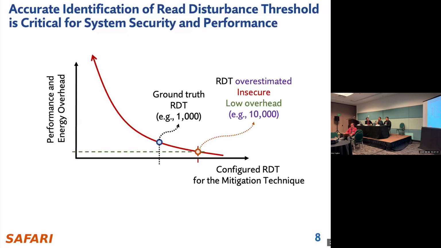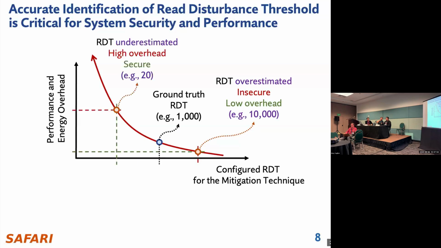Now, if you overestimate your RDT, meaning you configure your RDT to be much larger, meaning your mitigation mechanism takes action after 10,000 activations, and your bit flip happens after 1,000, you're insecure now because you get a bit flip. You cannot prevent that bit flip. But you're very low overhead, but you don't want to be here, clearly.